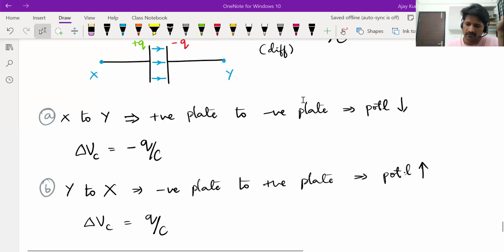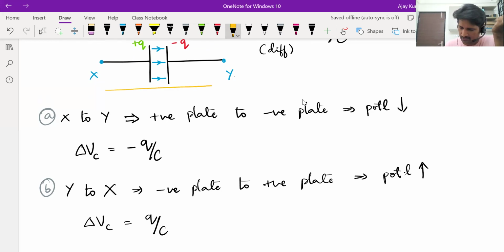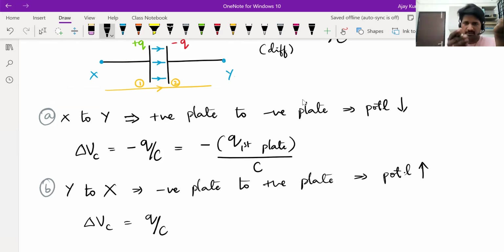Okay, never mind. See, suppose you are going from X to Y. If you are going from X to Y this way, the left side is the first plate. The positive one is the first plate. The negative one is the second plate. And you see that it is negative of charge on the first plate divided by C, because first plate has the charge Q.